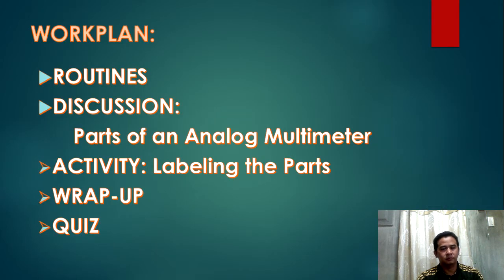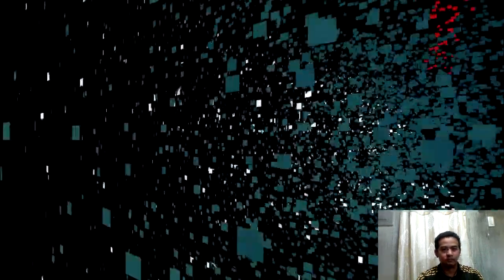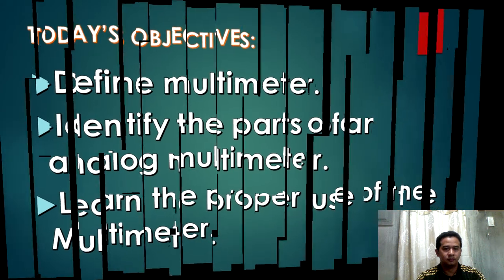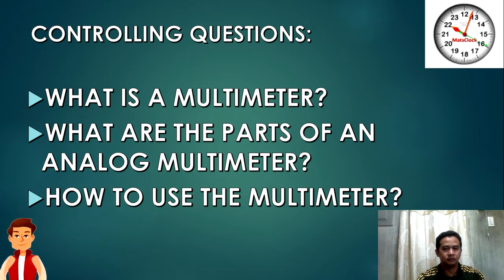Here's our work plan for this meeting. Today's objectives. Define multimeter. Identify the parts of an analog multimeter. Learn the proper use of the multimeter. Controlling questions. What is a multimeter? What are the parts of an analog multimeter? How to use the multimeter?